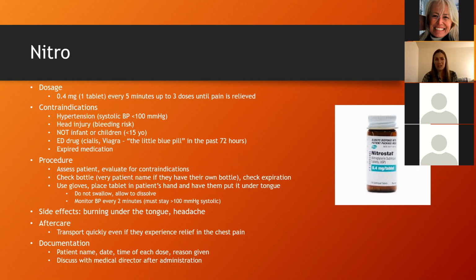Most frequently, it's a headache. If they have their own supply, they often know this, but remind them. And once you give that, it's still really important to transport as quickly as possible, even if they experience relief in chest pain. Always document the patient name, date given, time given of each dose, and why you gave it.